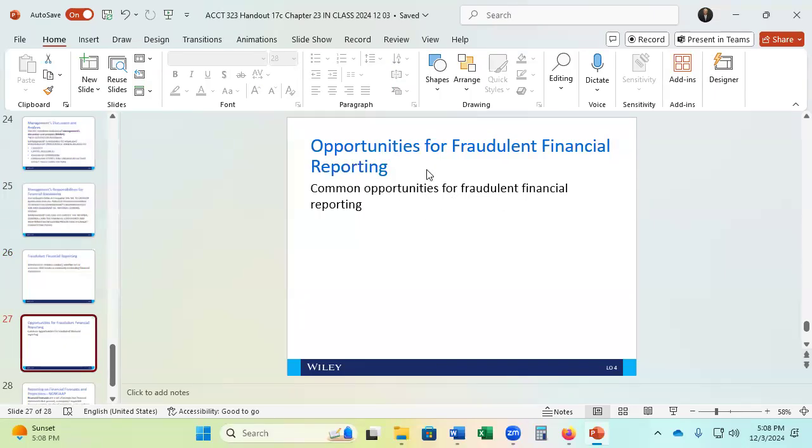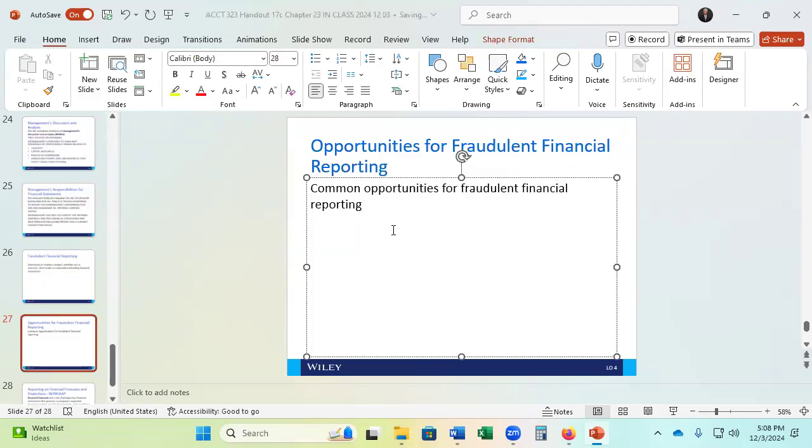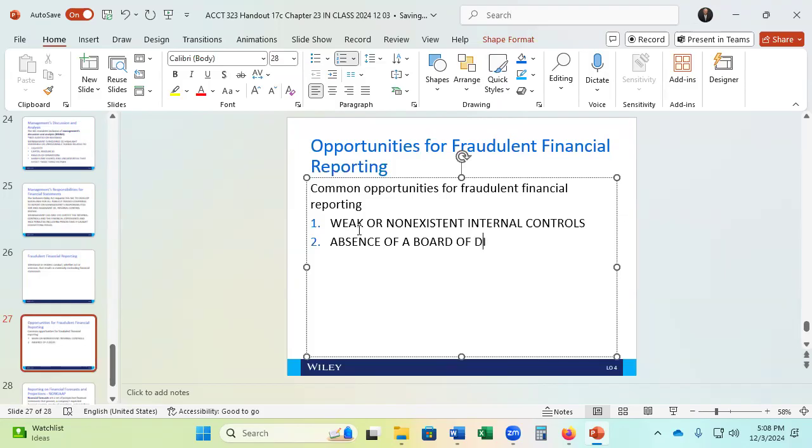Opportunities for fraudulent reporting. So where do these things come from? How can we prevent them? And so we know internal controls is one way to do it. What are some of the other ways that can happen? So, weak or non-existent internal controls. The second one, absence of a board of directors or audit committee, which I don't think most of the public companies can have anymore.